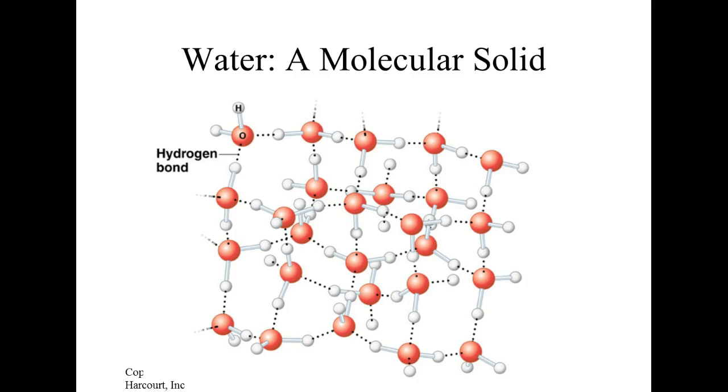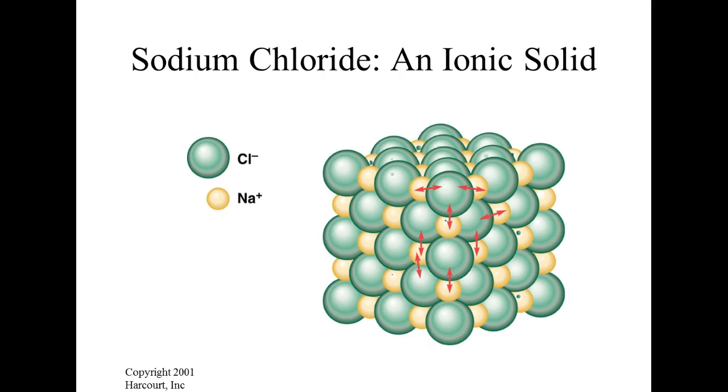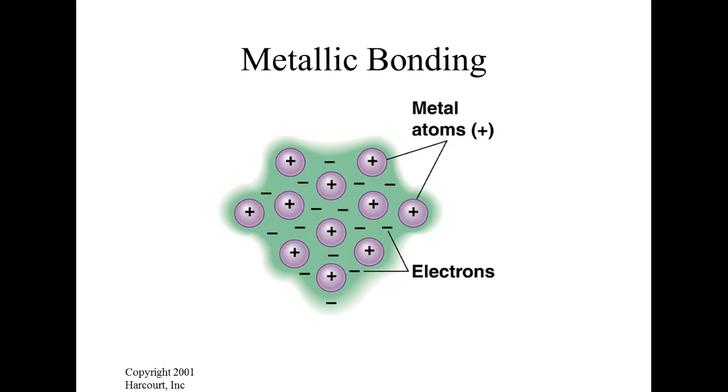So here's how water looks as a solid. It's hooking together by those hydrogen bonds because they're sticky, they like each other. So it makes a nice solid. Sodium chloride is bonded together by the plus-minus attractions. And they're orderly. They have to have one chlorine next to one sodium to balance out that charge.